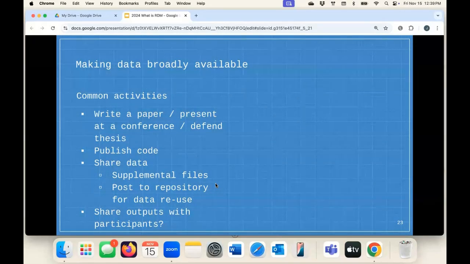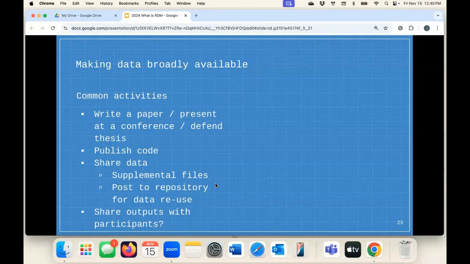You're also maybe considering sharing your data. So the publisher you've chosen for your project is asking for supplemental files. There's a requirement to post to a repository, or maybe it's a norm in your subject area to post for data reuse.